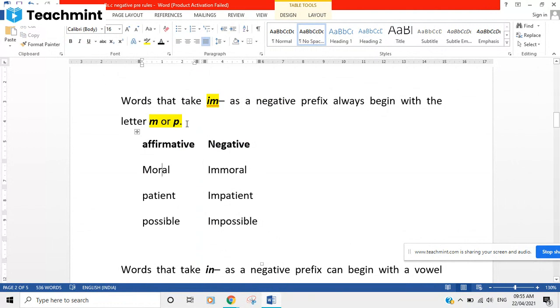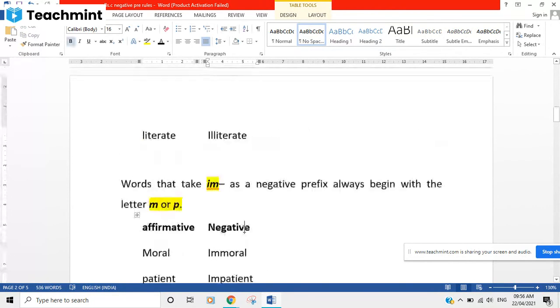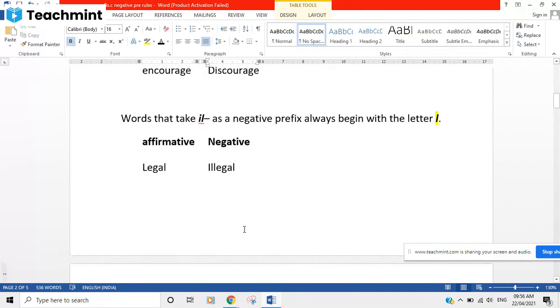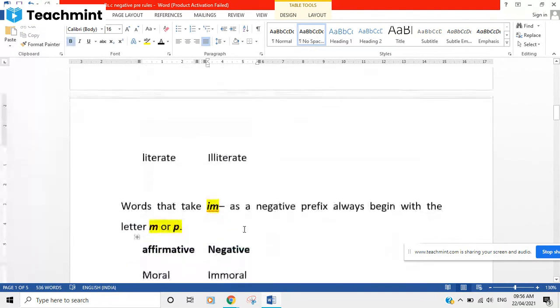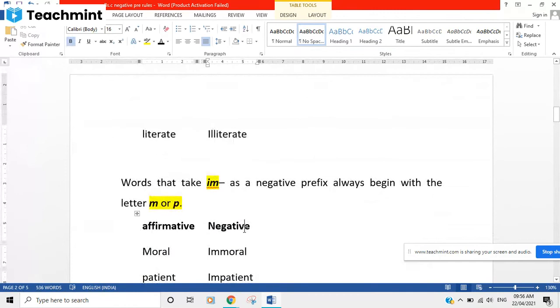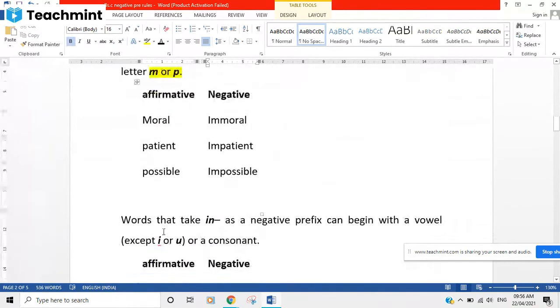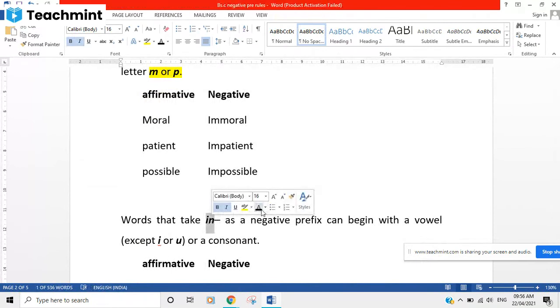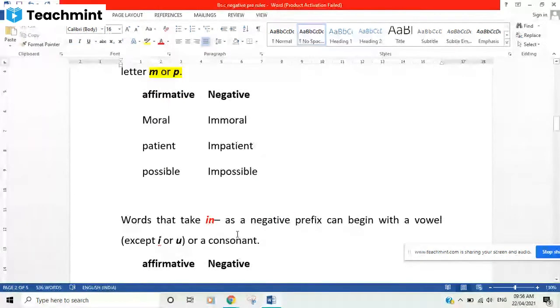In the first example, the word begins with A, that is a vowel sound. In the second example, the word begins with E, that is also a vowel sound. In the third example, the word begins with a consonant sound, that is D. And in the fourth example, the word begins with a vowel, that is alphabet A. So we can say that the above rule is correct and useful: when we want to use the negative prefix in before a word, that word can be either a vowel or a consonant, but it should not begin with I and U.